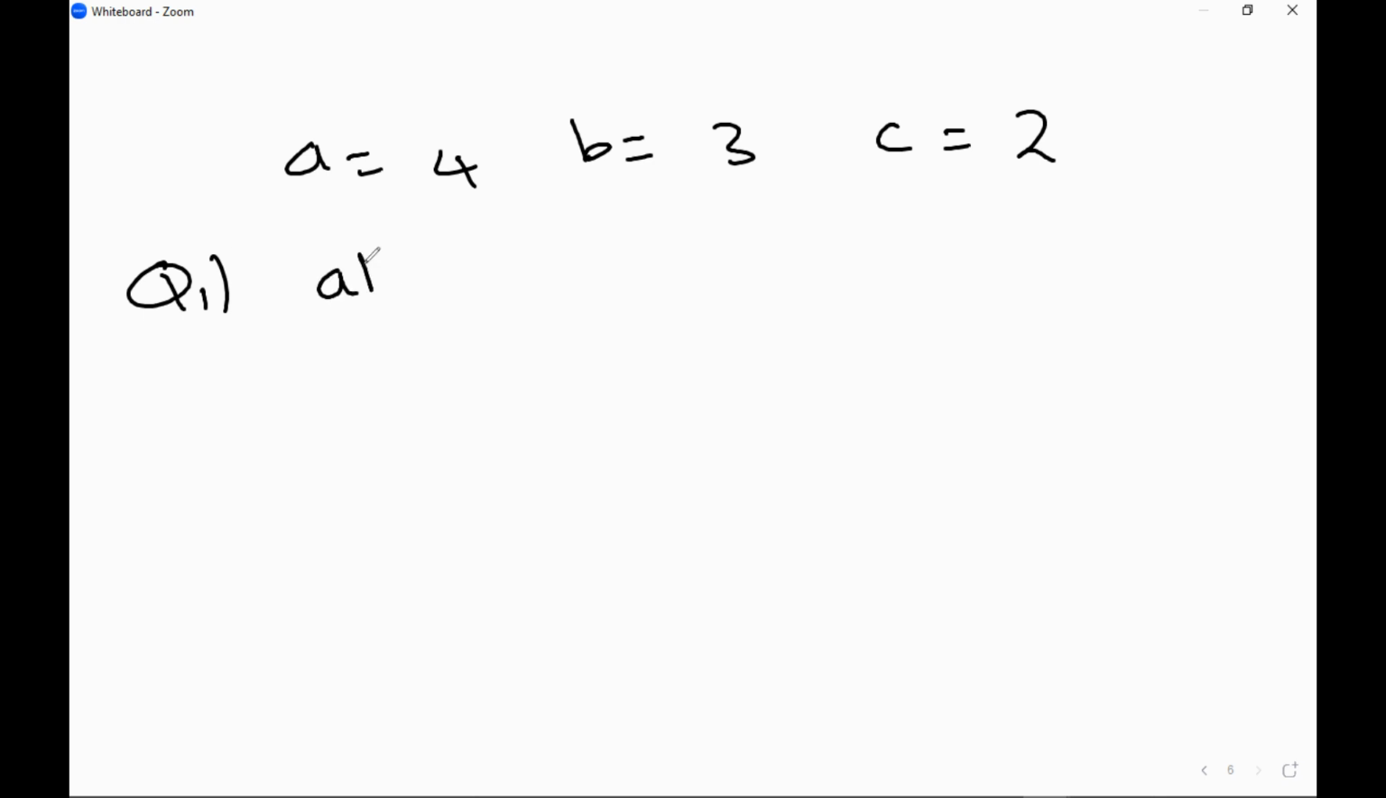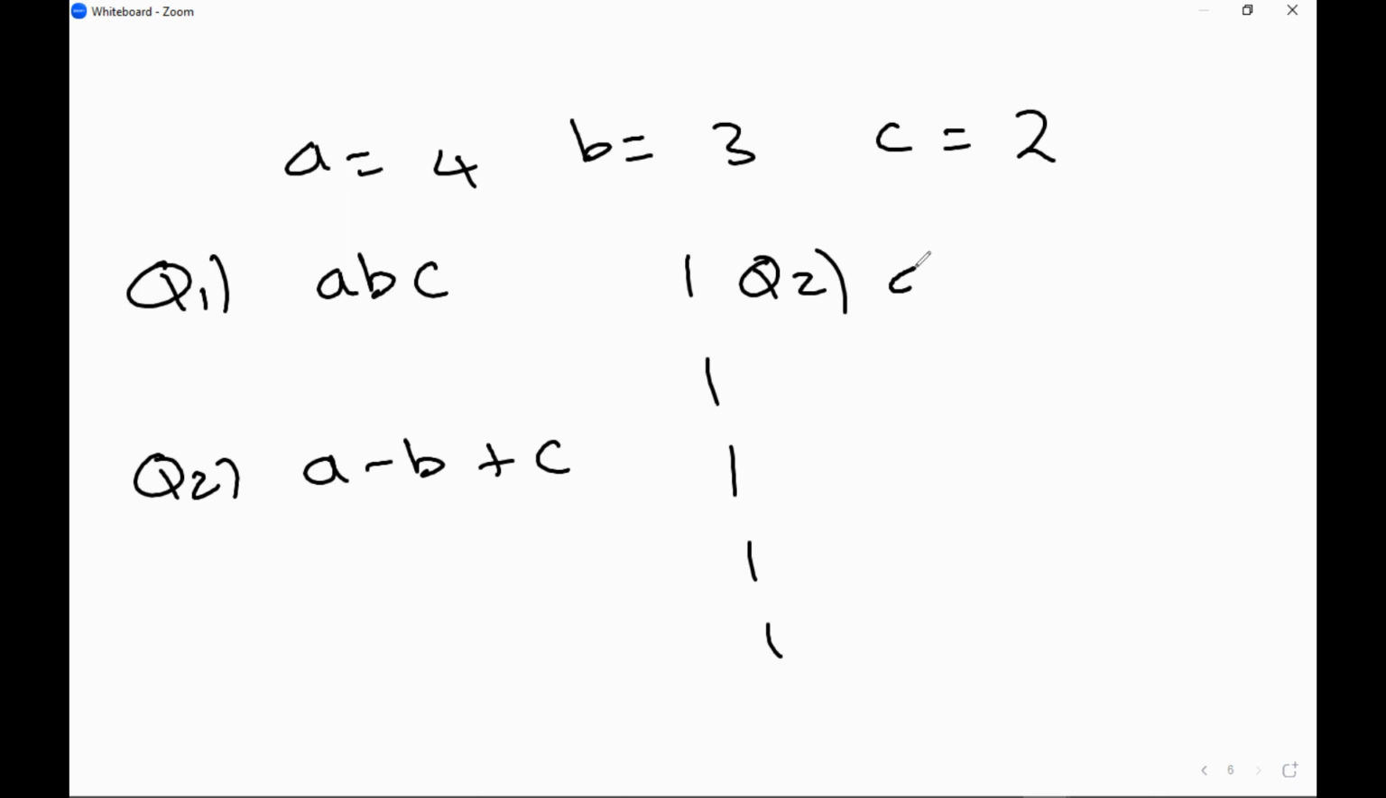All right, let's tone it down a bit. And let's see, if a is equal to 4, and b is equal to 3, and c is equal to 2, then what will abc equal? What will a minus b plus c equal? And what will a times b plus c equal?